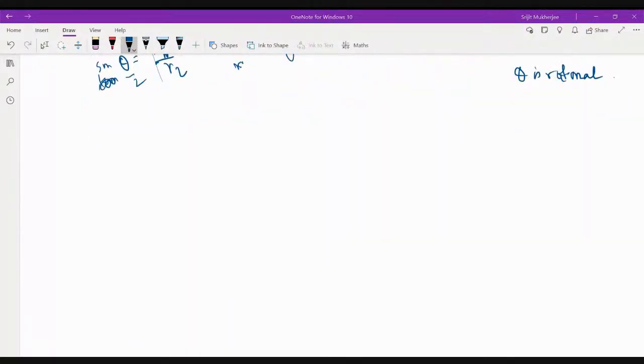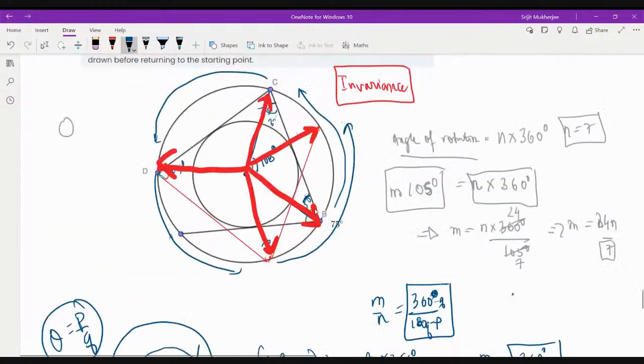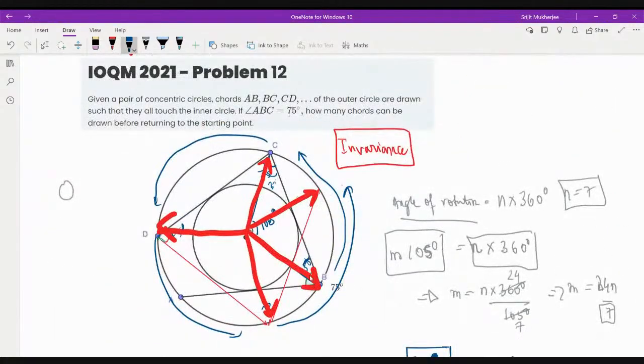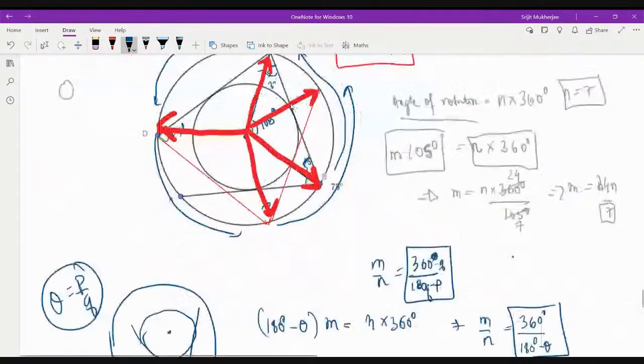Sure, Amit, tell me the doubt. Which angle? Oh, it is given, guys. This angle is given. 75 degrees is given.